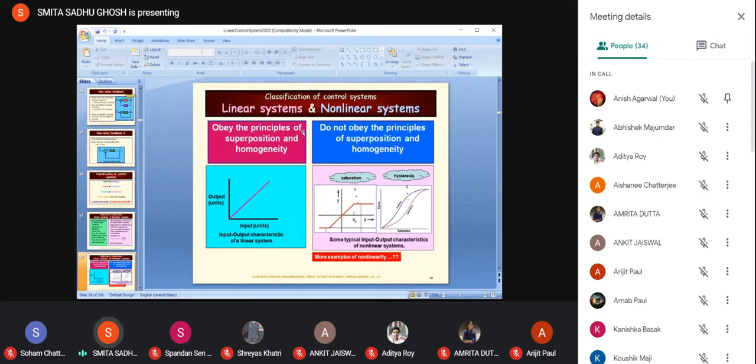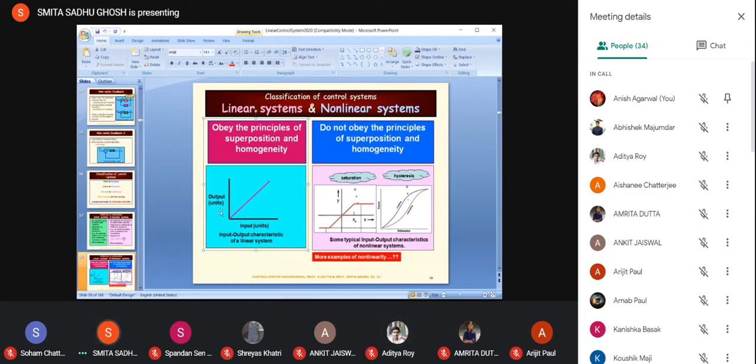Now if I look at the characteristic of a linear system, it is going to look like the one which is drawn on the left hand side, this one. Can you see the cursor? I hope you can see the cursor. If not, just tell me. So you can see the cursor, right?